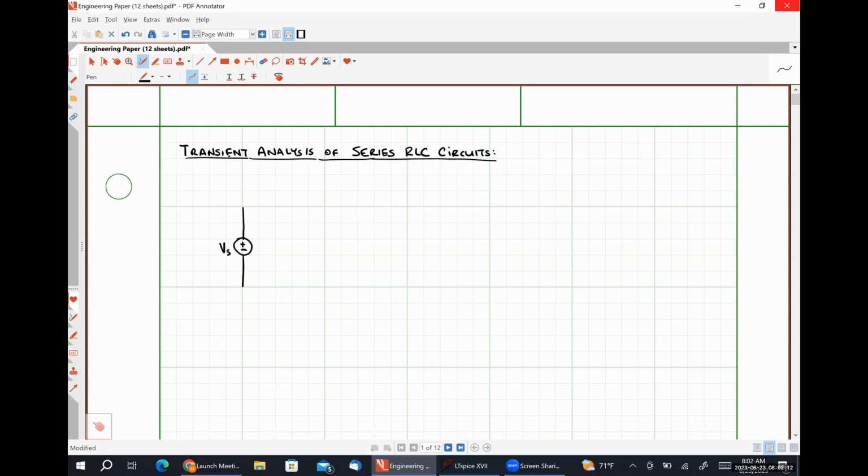some voltage source Vs connected to a switch. This switch is going to open at t equal to 0. And then we're going to have some resistor R here, some inductor L here, and some capacitor C over here, like so.